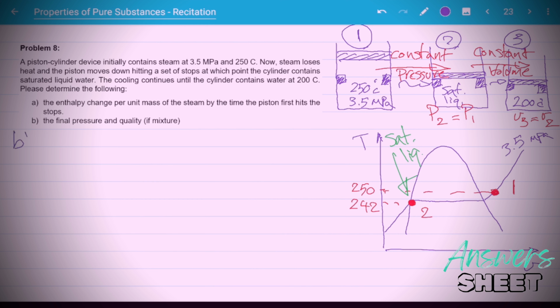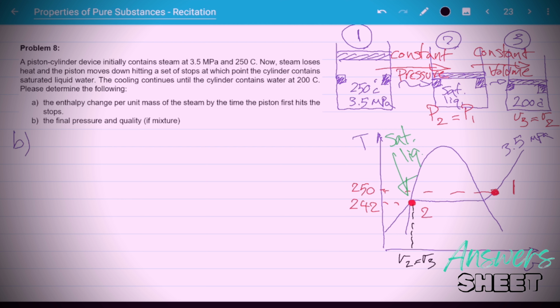Now for part B, we are asked to find the final pressure and quality if we're dealing with a mixture. So from 2 to 3, we know that the process has been constant volume. So we are moving on this black line because this black line shows the constant volume, right? But where on that black line?